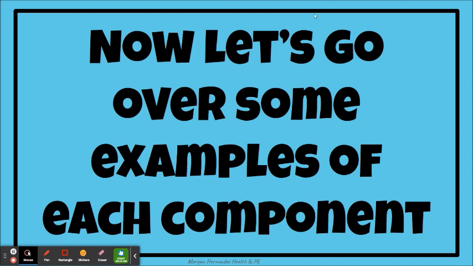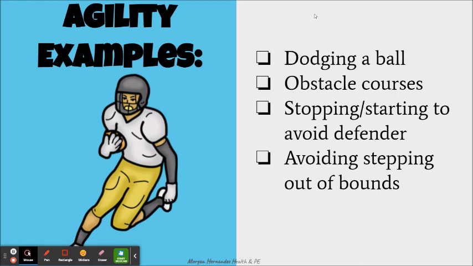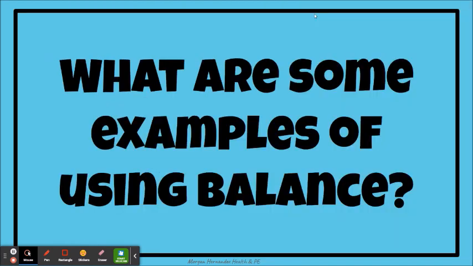Now let's go over some of the examples of each of the components of skill-related fitness. Let's start with agility. Some examples of agility could be dodging a ball whenever you're playing dodgeball, or doing obstacle courses, where you are moving in different directions easily and quickly. Stopping and starting to avoid a defender, and avoiding stepping out of bounds. Those are just four examples of agility, but you will learn more about agility in upcoming lessons.